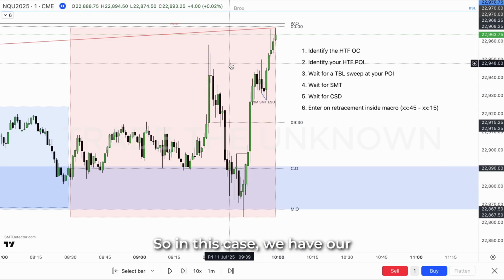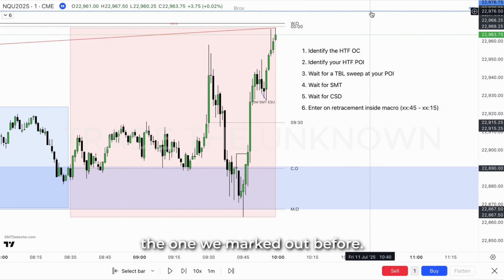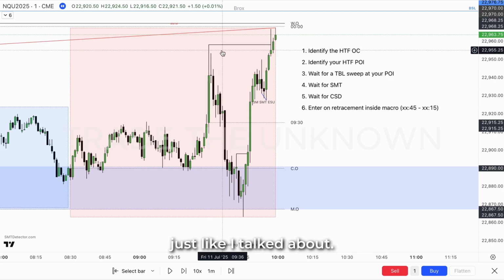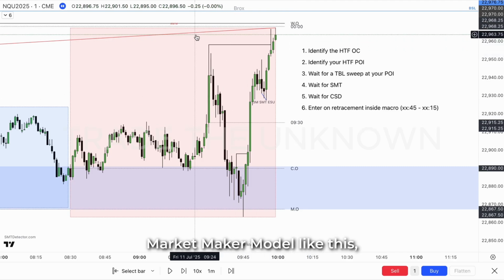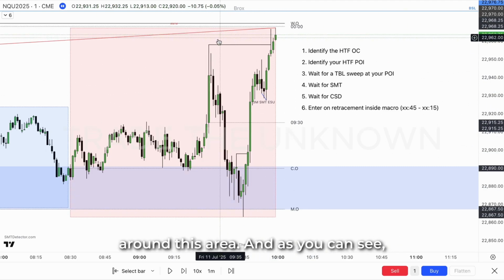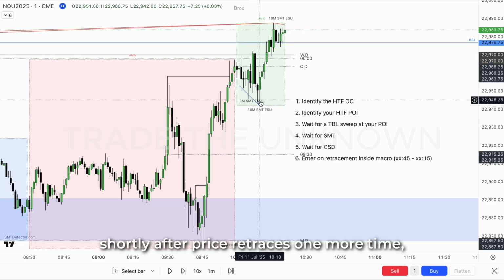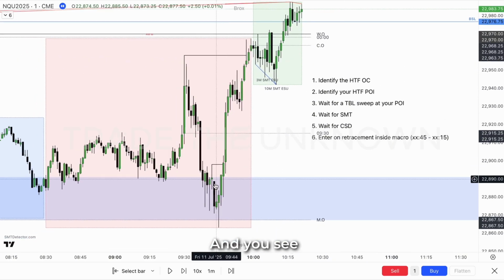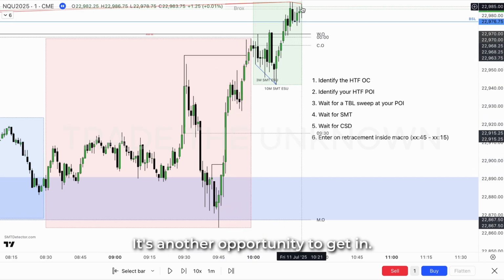So in this case, we have our higher time frame target, which is up here, the one we marked out before. And you can also target this high, which is your fractal original consolidation, just like I talked about. So when you're trading a 1 minute market maker model like this, you want to make sure you take partials around this area. And as you can see, shortly after, price retraces one more time, then goes higher, takes out the buy side. And you see how we have these stages every single time. It's another opportunity to get in.